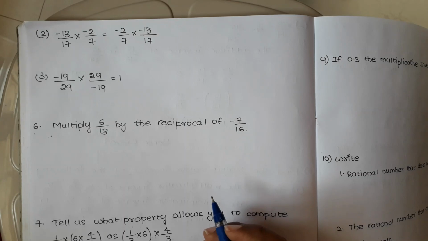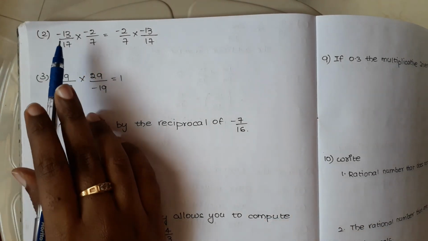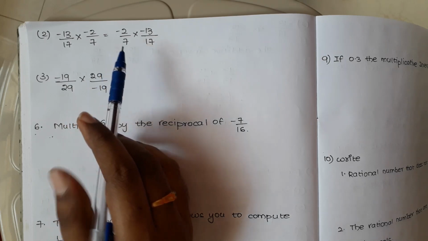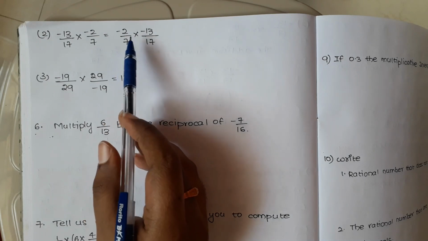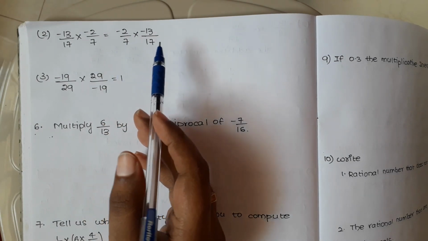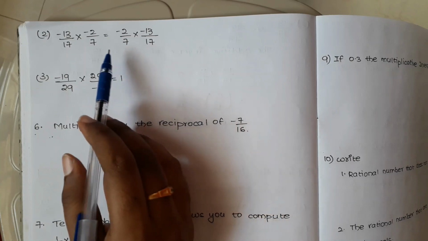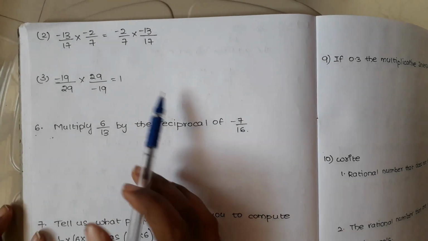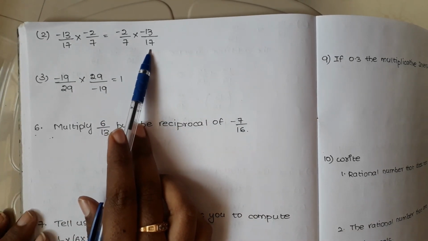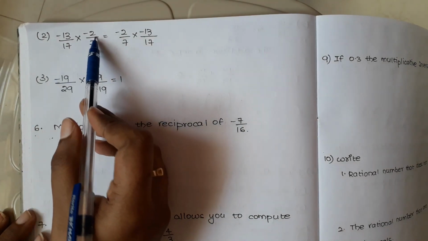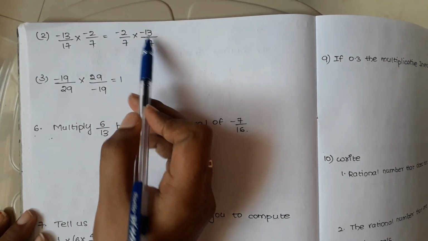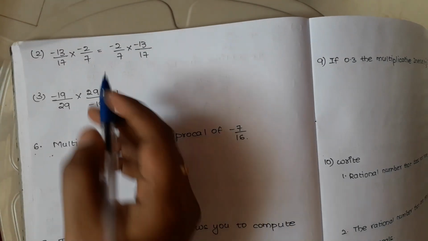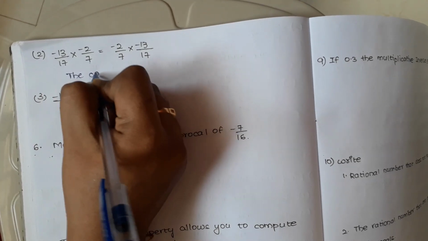Now let's see the second question, that is minus 13 by 17 into minus 2 by 7 equals minus 2 by 7 into minus 13 by 17. Now we will see which property this is. Here the commutative property is used in the equation, because A into B equals B into A. As we know the commutative property formula, A into B equals B into A.